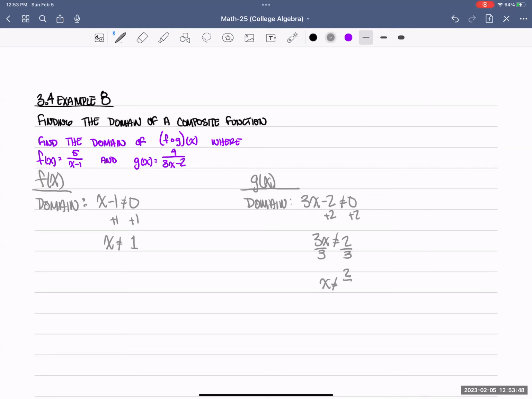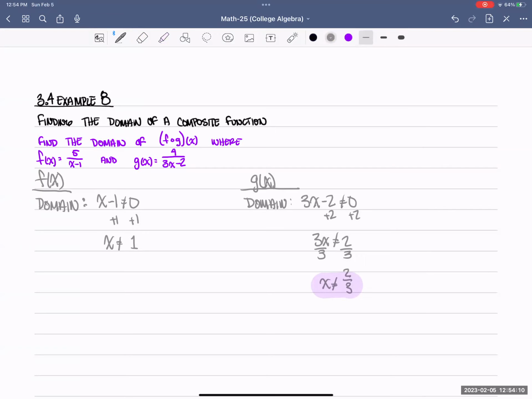Now let's see where these functions are. We're starting off with f of g of x. g is our inside function, so g is what we're inputting. So we could absolutely not have x equal to 2 over 3. So far, that's what we have.